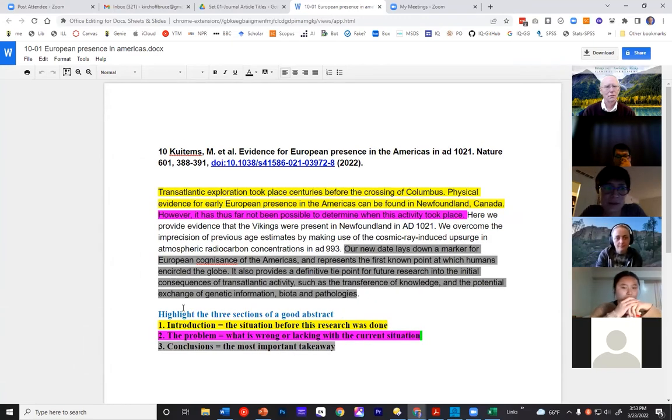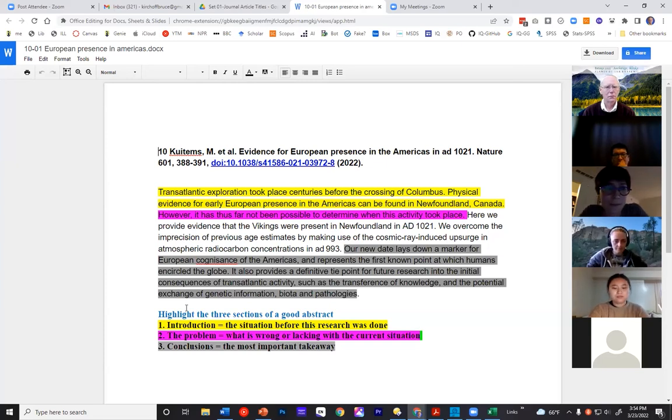So the first sentence or the first two sentences we thought were kind of the background, sort of previous knowledge. So transatlantic exploration took place centuries before the crossing of Columbus. Physical evidence for early European presence in the Americas can be found in Newfoundland, Canada. So that's sort of some already known things.